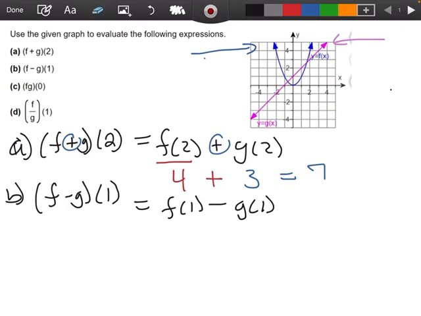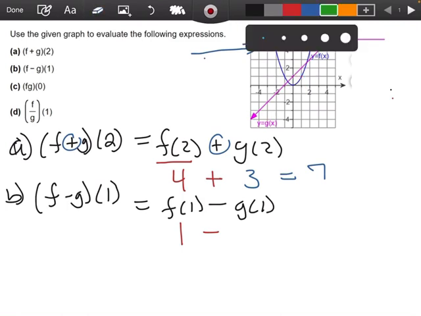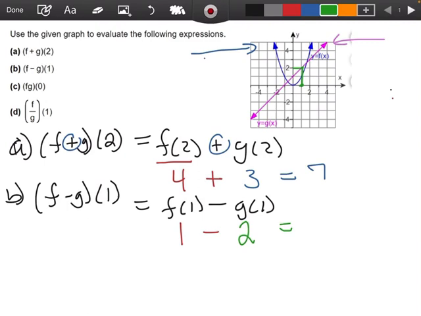So, y'all, I'm going to come back to my picture again, but now I'm going to go to when x is equal to 1. And I'm going to go up until I hit the function f, which is the blue one. Y'all, the y value that I'm getting there is the number 1, okay? Minus, okay? I'm going to repeat that same process. I'm going to come here to 1, and I'm going to go up until I hit my function g, and that number is 2, and 1 minus 2, y'all, should give me a negative 1, okay?